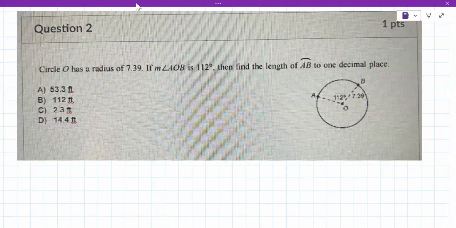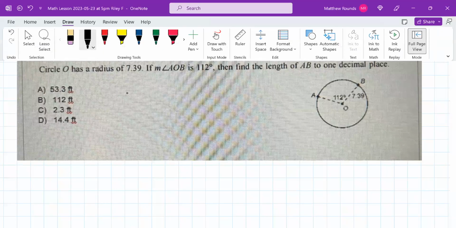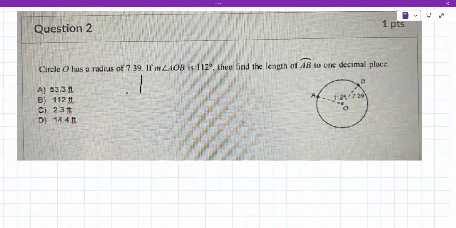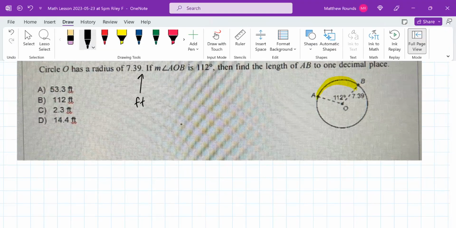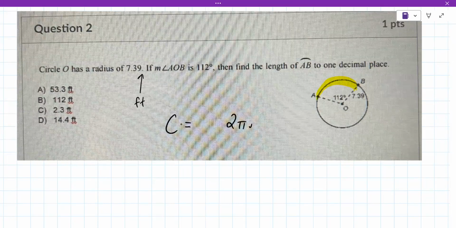Circle O has a radius of 7.39. They're missing the units there, but we presume it's in feet. If the measure of angle AOB is 112, find the length of arc AB to 1 decimal place. We're finding the measure of this arc. And so the arc is part of the circumference. The circumference is 2 pi r, but if you're only wanting part of it, you take the angle out of 360.